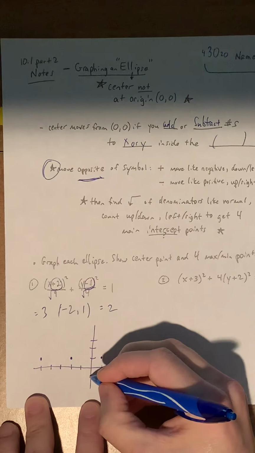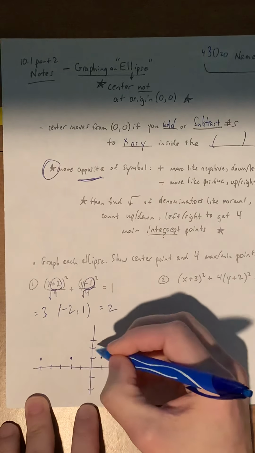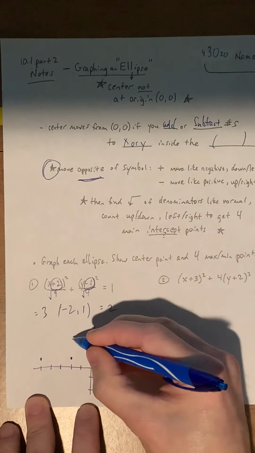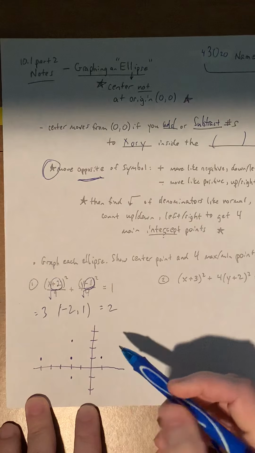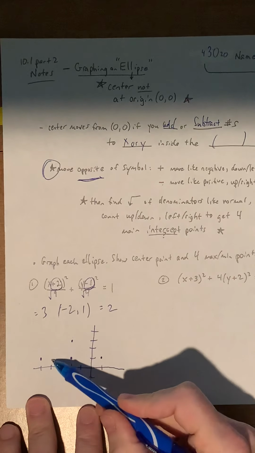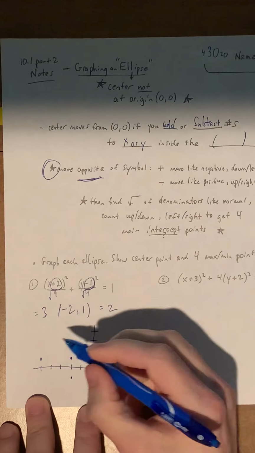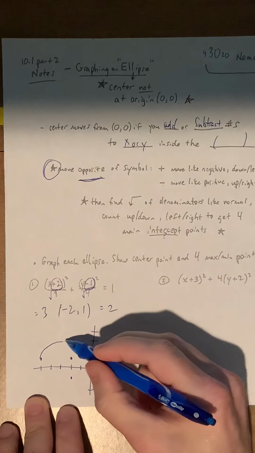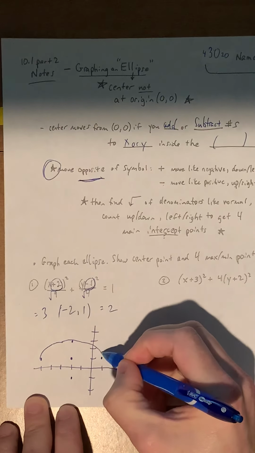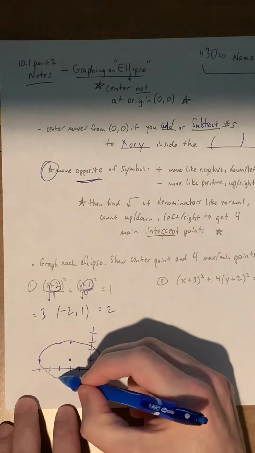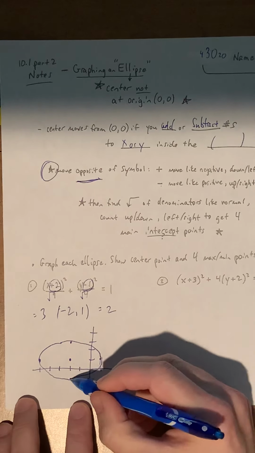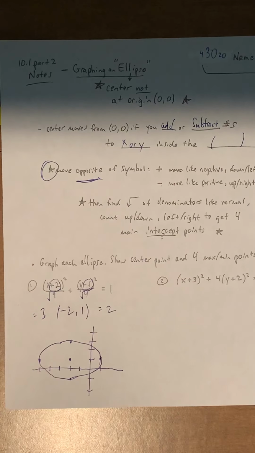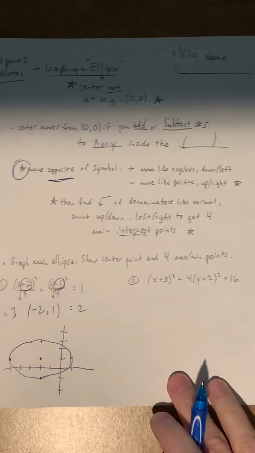So let me put some, so up 2 here, 1, 2. And once you have your center point and your 4 main max and min points, you can make your ellipse or oval. And just a nice, simple, I know it's not going to look perfect, so just do the best you can. And there you go. We have our ellipse. All right, let's look at number 2.